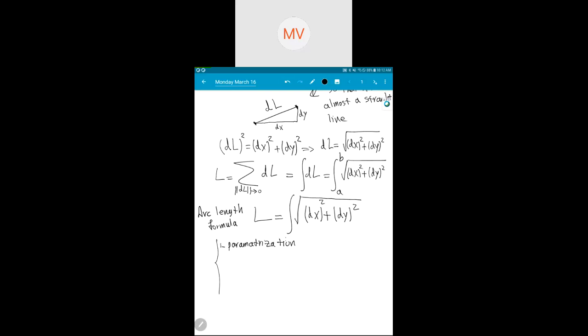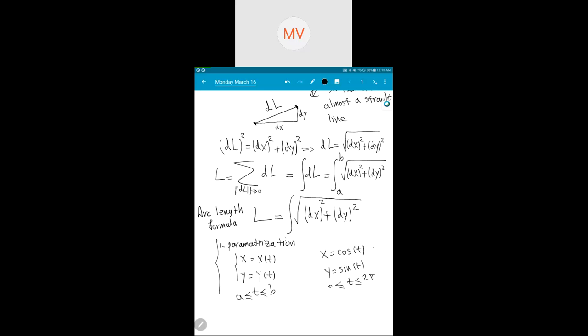So parametrization, by parametrization, we mean you have a function x and y, and x is a function of the independent variable t. So x equals x of t, and y is y of t. For example, x equals cosine of t, and y equals sine of t for some t between 0 and 2 pi. And here let's assume t is between a and b.